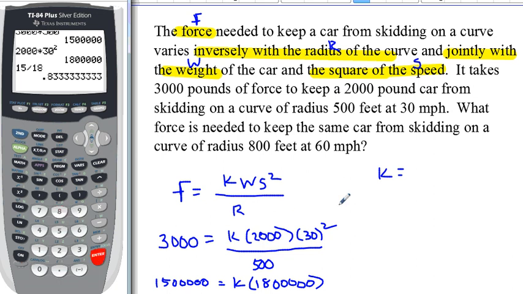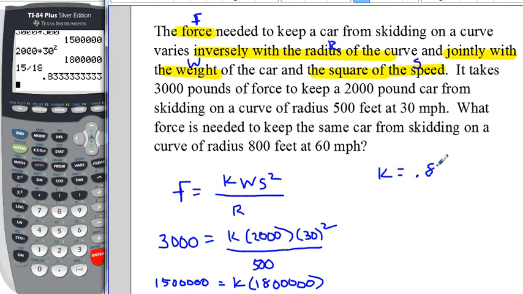And I get 0.833. So when you get a decimal, if you take it to 3 places, I think you'll be fine. So we got our K, or we could have written it exactly, but we'll go with this right now. All right, so now I have to finish the question. So now it asks me what force, so I'm finding force, is needed to keep the same car, so it's going to be the same K as well, 0.833, from skidding on a curve of radius 800.